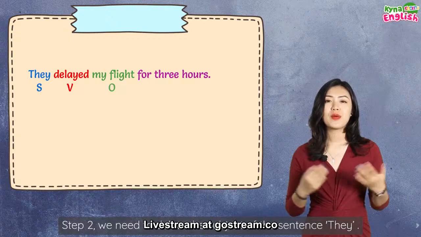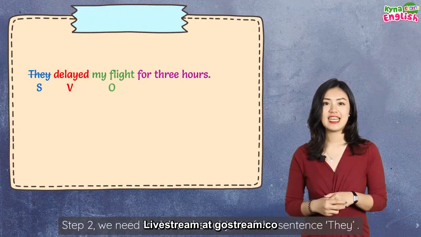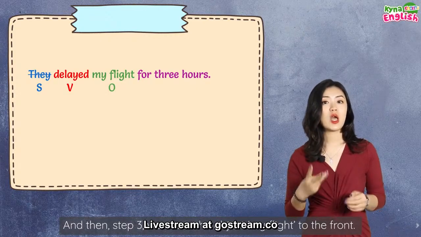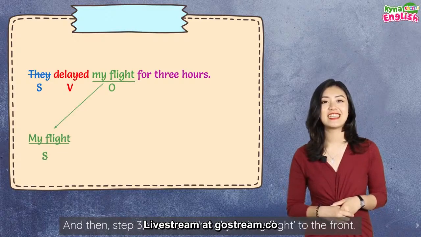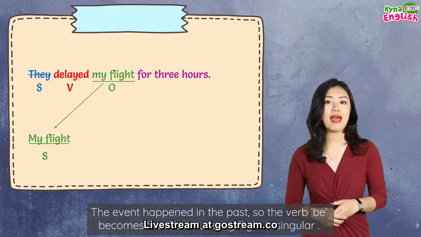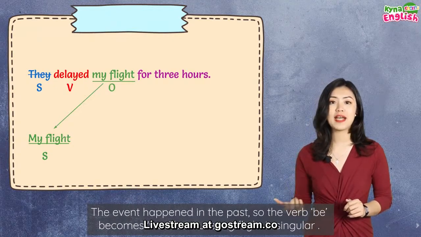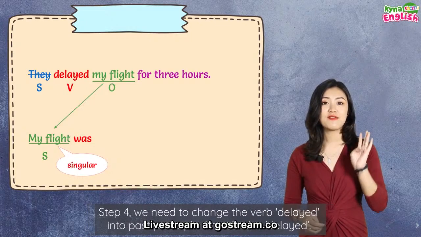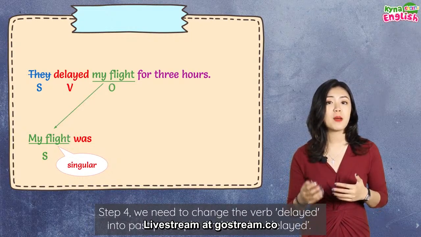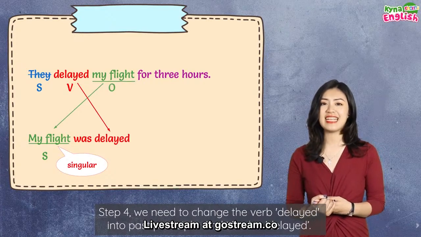Step 2, we need to delete the subject of the sentence, they. And then, step 3, we move the object, my flight, to the front. The event happened in the past, so the verb be becomes was, because my flight is singular. Step 4, we need to change the verb delayed into past participle, and it's also delayed.